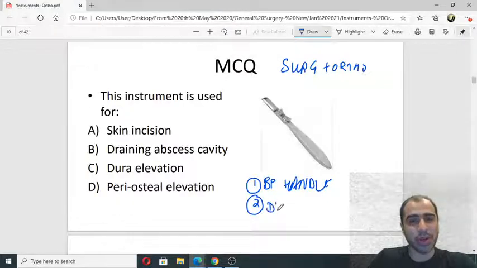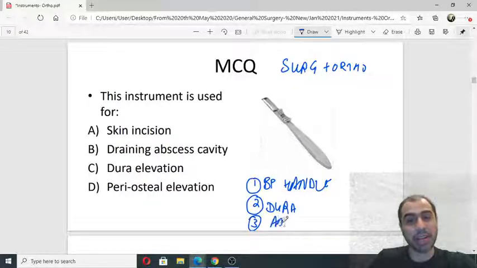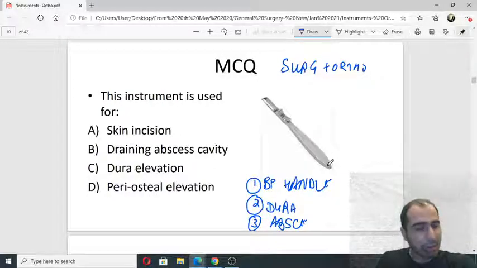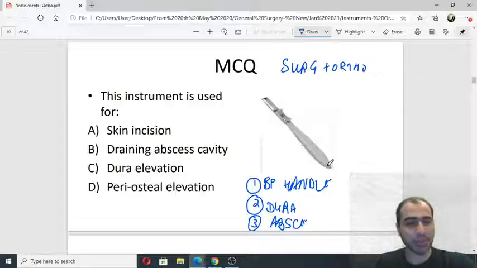It could be a dura elevator. It could be something with which we drain abscess cavity or dig into the abscess cavity, or it could be periosteal elevator. So what is this instrument? They all look very similar. I'll show you the pictures also.